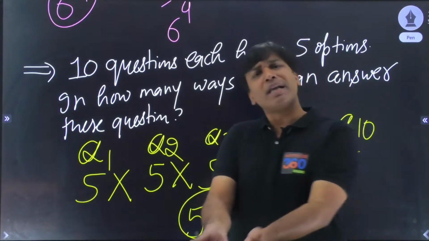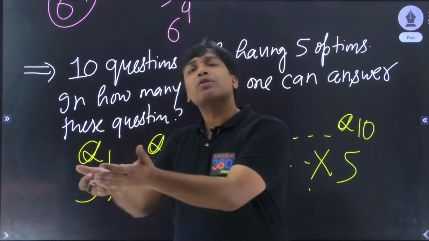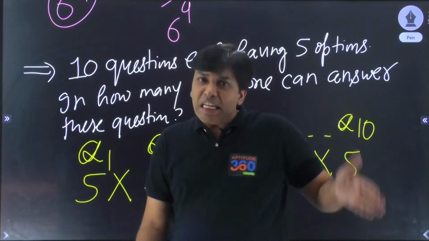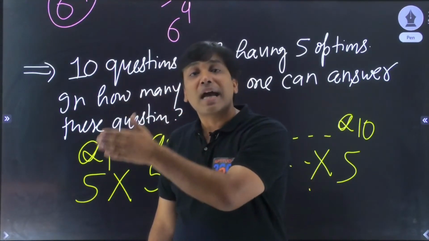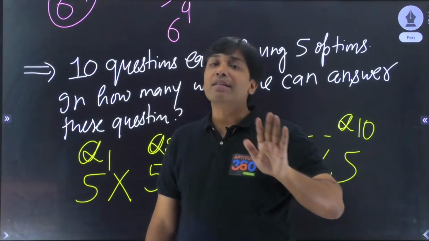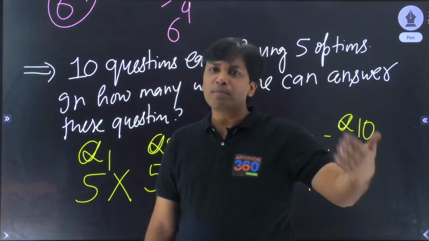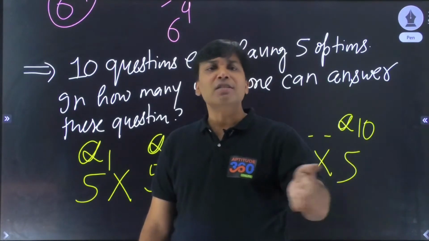Similarly, question number 2 can also be answered in 5 ways. Question number 3 can also be answered in 5 ways. So each and every problem can be answered in how many ways? It can be answered in 5 ways. And how many problems do we have? 10 problems. So 5 gets multiplied how many times?